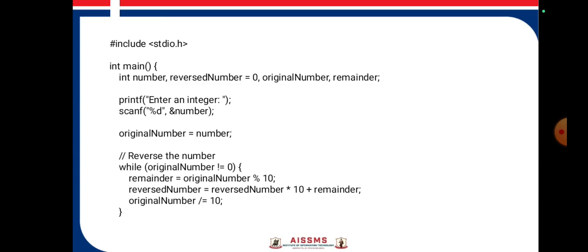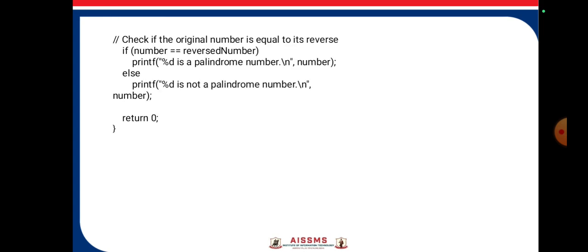First get the last digit of the original number using the modulus operator and then store it in the remainder. Then multiply the reverse number by 10 and add the remainder to it, and remove the last digit from the original number by dividing it by 10. Then check if the original number is equal to its reverse or not.